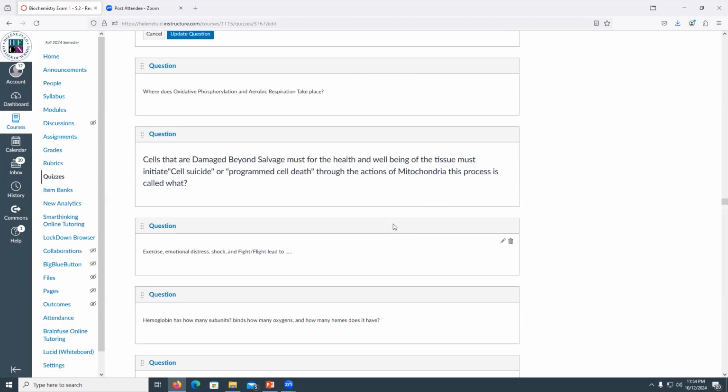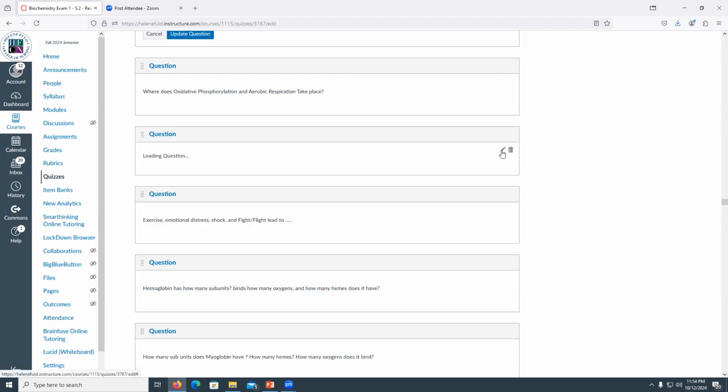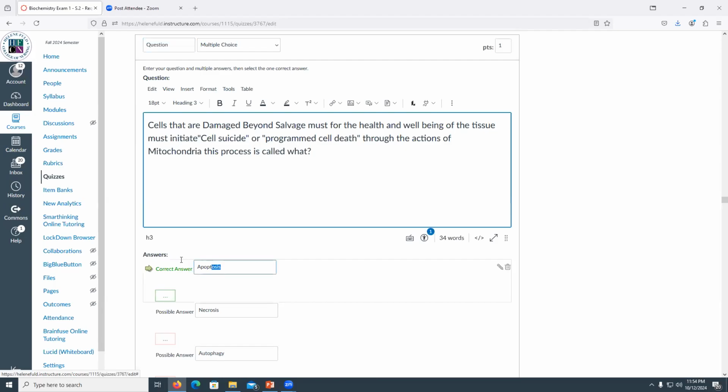That's in the mitochondria through the electron transport chain, and we will learn more about that. Cells that are damaged beyond salvage must, for the health and well-being of the tissue, initiate cell suicide or programmed cell death through the actions of the mitochondria. This is a process that is called what? This is a process that is called apoptosis.